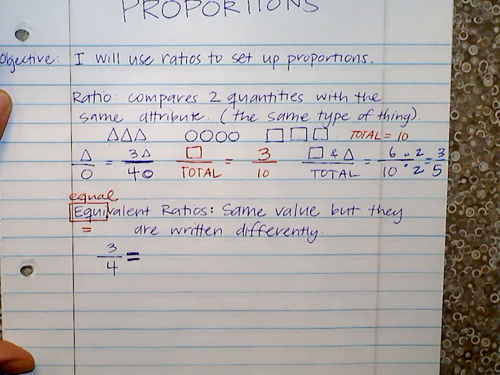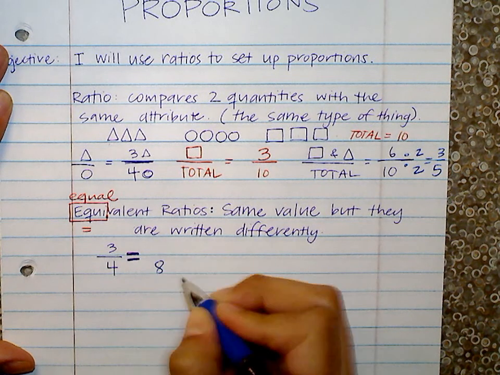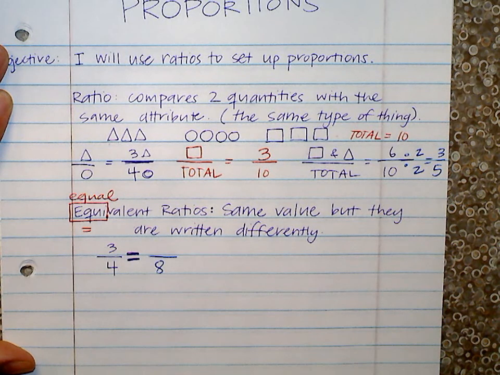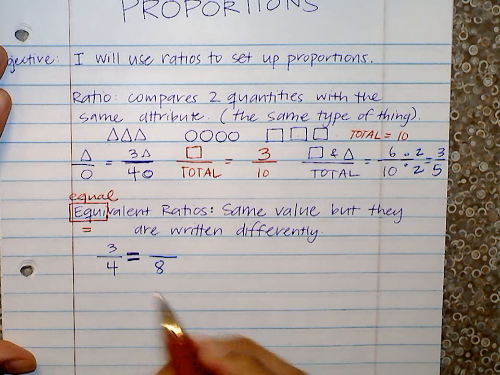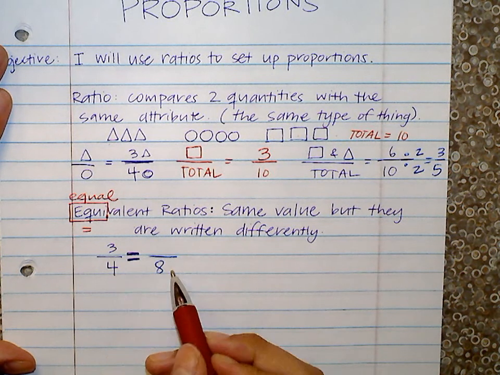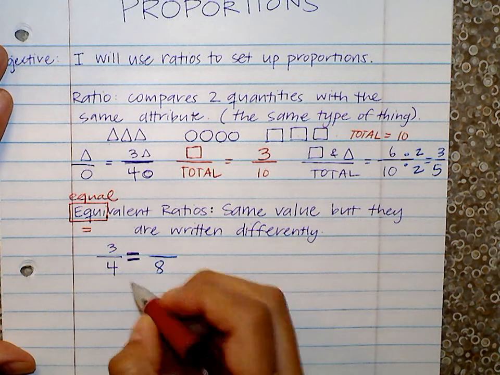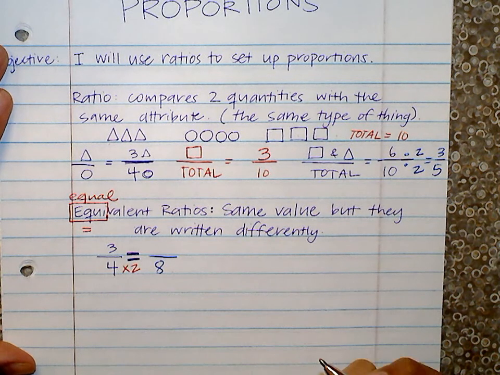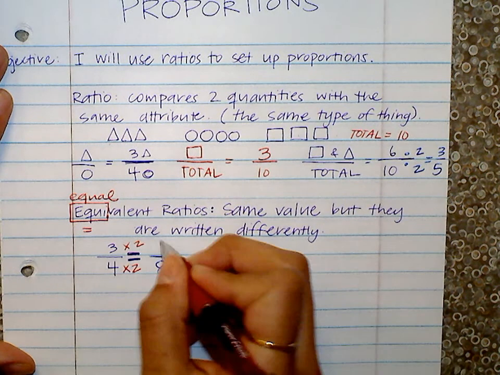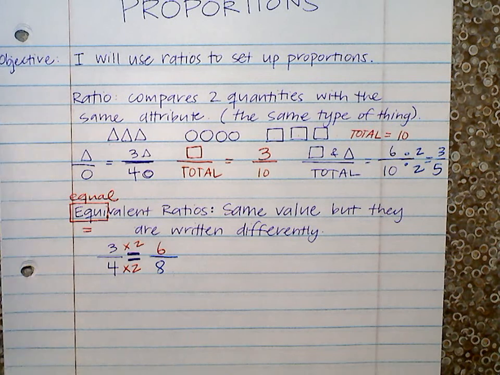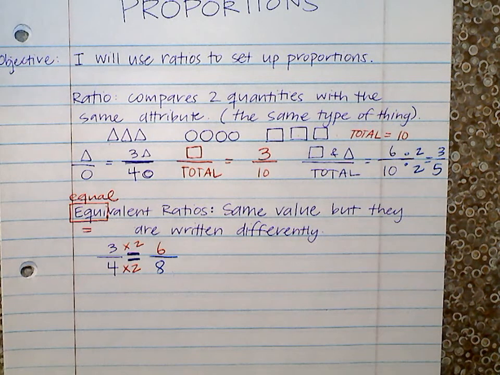So let's say we had 8 circles. How could we create that? How could we make it equal? Well, I know that I changed 4 to 8, and I did that by multiplying times 2. And if I do it to the bottom, I gotta do it to the top. 3 times 2 is 6. So is that right? That is right, because if I reduce this, guess what I get?